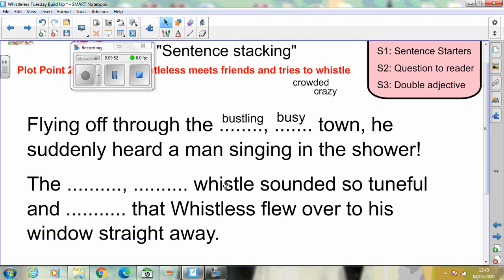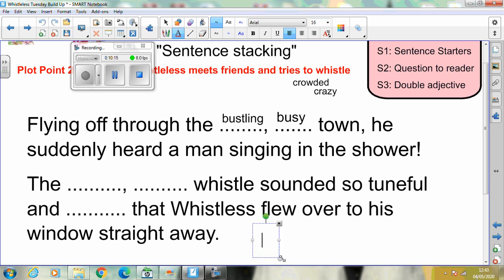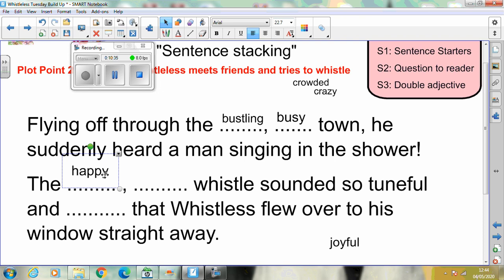The something something whistle sounded so tuneful and something that Whistleless flew over to his window straight away. So it's a positive whistle, it's a happy whistle. So let's think of two adjectives with a comma to describe this lovely whistle. The happy, joyful. So imagining the man is very happy, which is why he's whistling. There we go. And so the whistle sounds happy too.